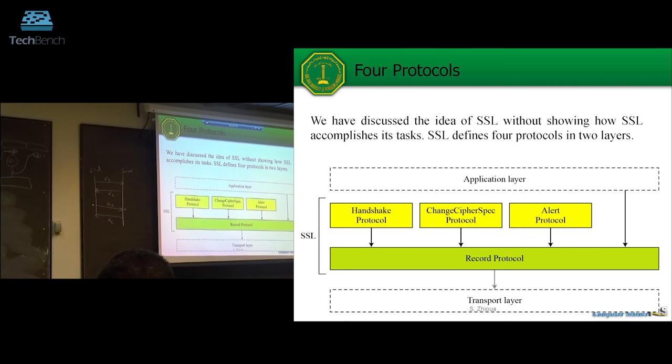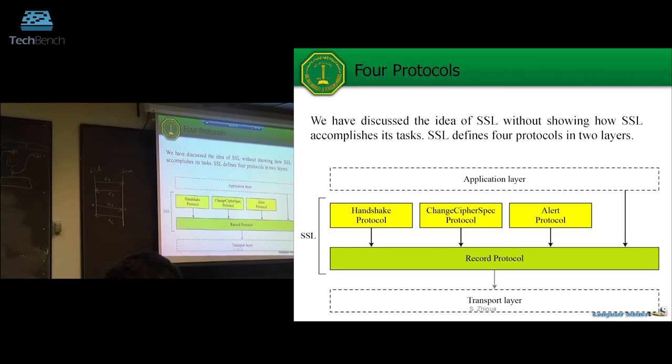Now, what are the protocols? The SSL protocol is basically composed of four protocols, which are the handshake, the change cipher spec, the alert, and the record protocol. All these are for establishing the session and connection, and alerting if something wrong happens. And the record protocol is the one for sending and receiving data.